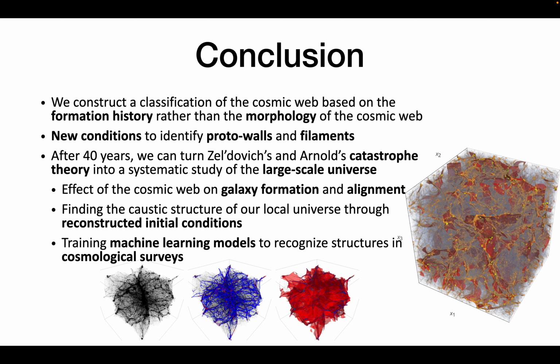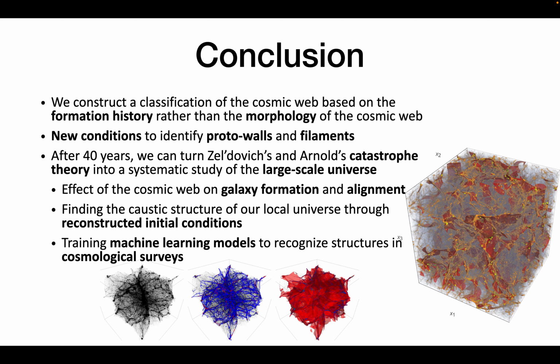There are numerous things which we would like to do with these methods, but to name a few, we are currently investigating how the presence of filamentary structure influences the formation and alignment of galaxies which are embedded in the cosmic web. We are currently using reconstructed initial conditions to map the caustic structure of our local universe, so we should be able to tell exactly which elements of our local universe are formed through which formation channel.